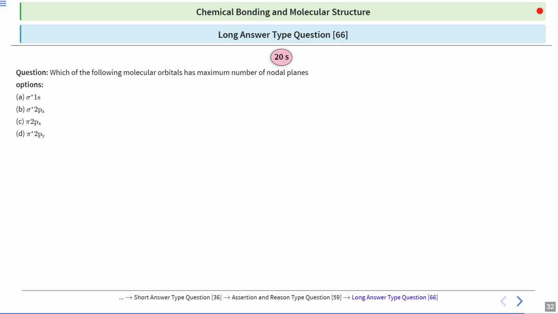Now moving on to the next question. Which of the following molecular orbitals has the maximum number of nodal planes? We have already talked about nodal planes. You have to decide which will have the maximum number. So we have sigma star 1s, sigma star 2pz, pi 2px and pi star 2py. Those who have studied the theory of molecular orbitals completely and accurately, including all the nodal planes and all the positions, will easily be able to answer this question. Your time starts now.